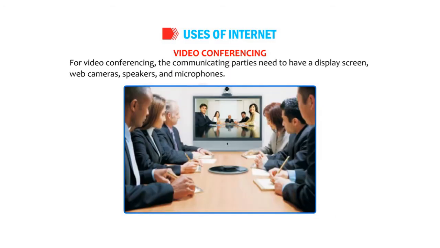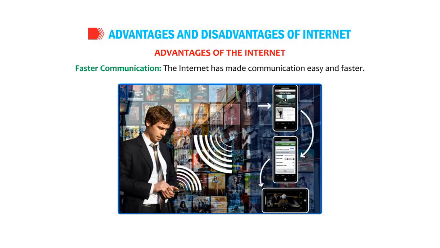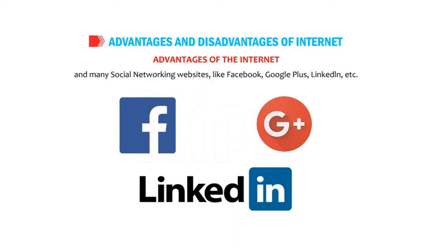Now, the next topic is advantages and disadvantages of internet. So, the first one is faster communication. The internet has made communication easy and faster. People living at different places can talk to each other instantly as the internet provides different services like email, chatting, Skype, and many social networking websites like Facebook, Google, LinkedIn, etc.